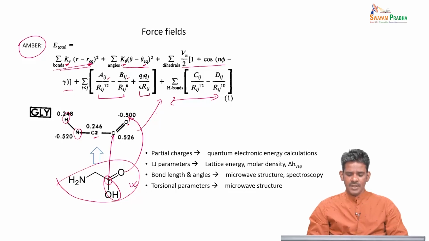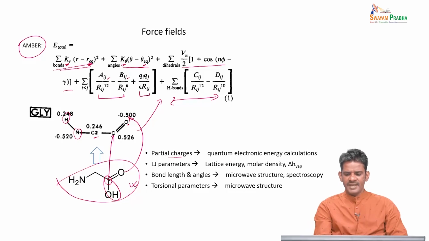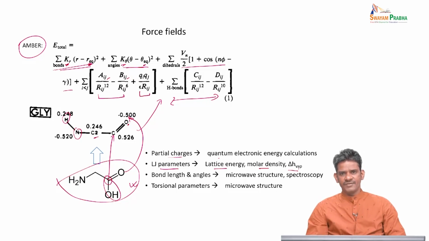Now you might wonder, how is it possible to have all these constants and parameters available for all chemical systems? Well, that is because these parameters have been parameterized by comparing with a lot of experimental data that is out there. For example, partial charges come from either quantum electronic calculations or some other spectroscopic methods. Similarly, Lennard-Jones parameters are optimized based on matching the lattice energy, molar density, and the enthalpy of evaporation. And the bond lengths and bond angles are obtained by matching spectroscopy and microwave structures, and so are the torsional parameters.